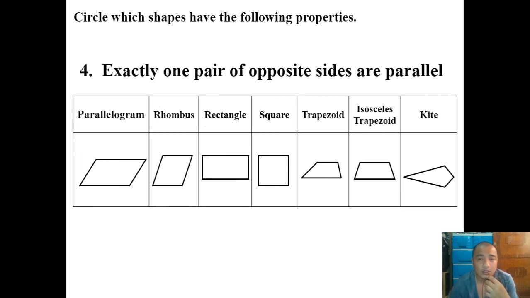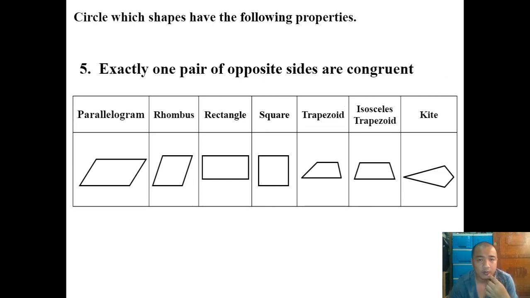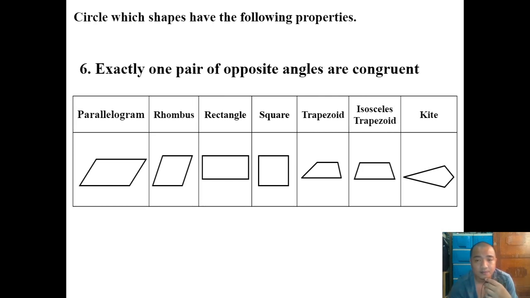Exactly one pair of opposite sides are parallel. Trapezoid. Yes. Only the upper base and the lower base are parallel. There's only one pair. Also, isosceles trapezoid, because that is a type of trapezoid. One pair of opposite sides parallel. Exactly one pair of opposite sides are congruent. Isosceles trapezoid, which are the legs. The legs are equal.